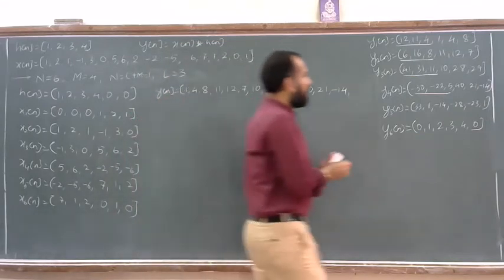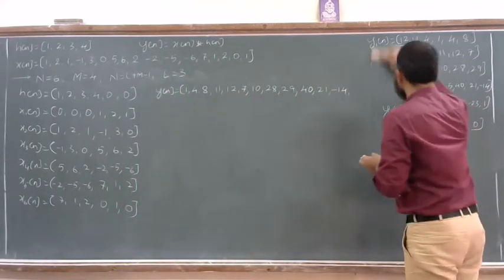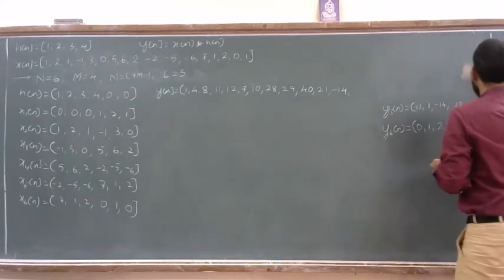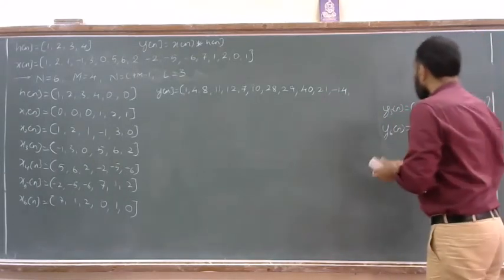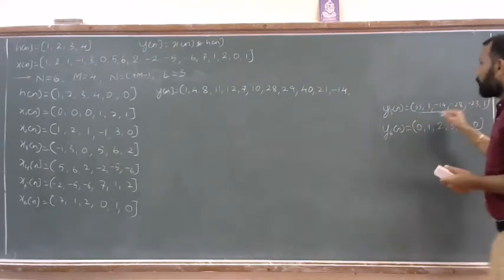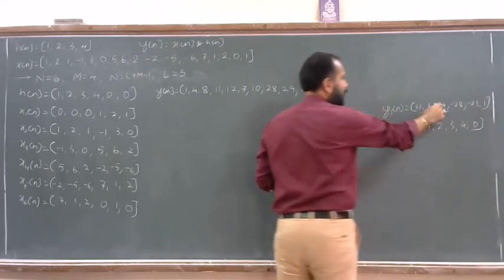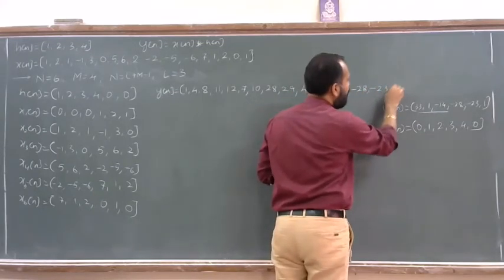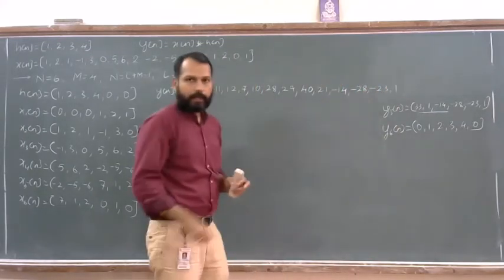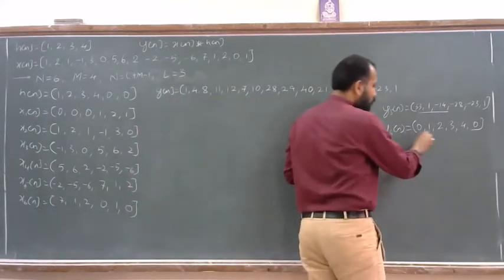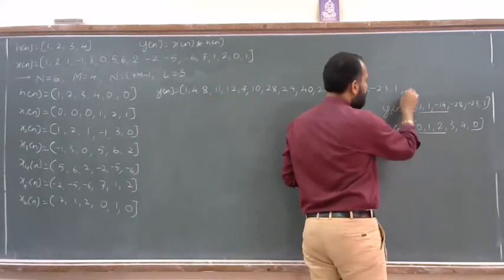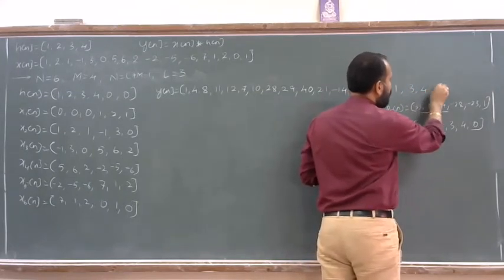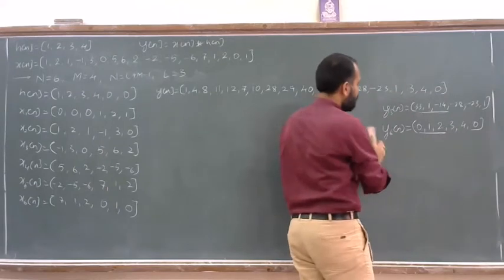Next, from y5 of n, the first m minus 1 samples, 33, 1, minus 14, will be discarded, and minus 28, minus 23 and 1 will be retained. From y6 of n, the first 3 samples will be discarded and the next 3 samples, 3, 4, 0, will be retained.